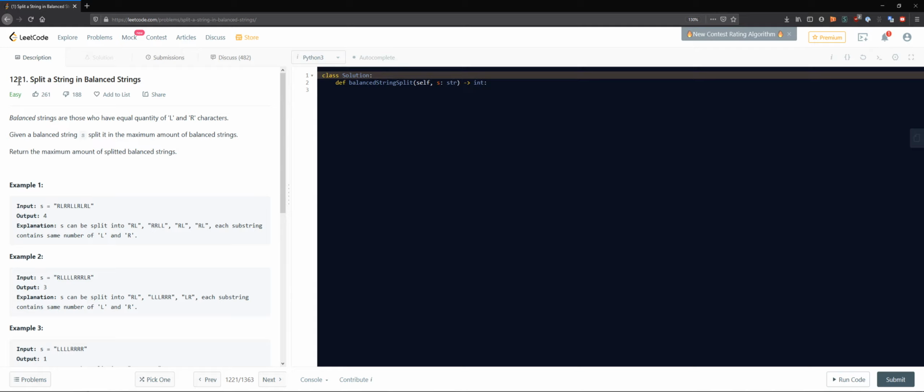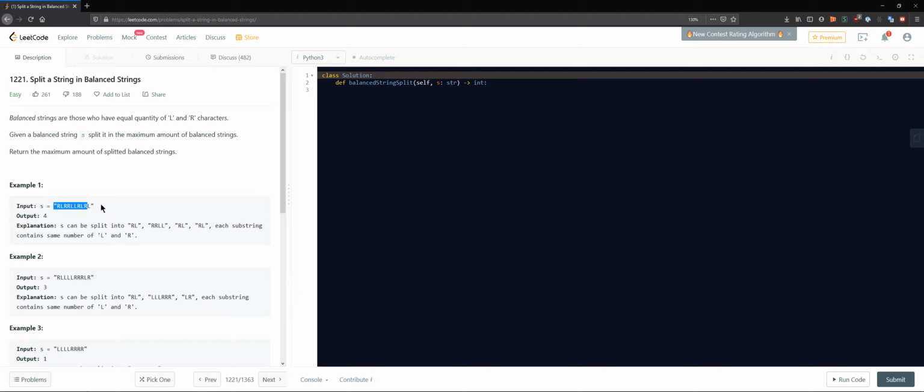Let's see, 1221. Split a string in balanced strings. Balanced strings are those who have equal quantity of L and R characters. Given a balanced string S, split it in the maximum amount of balanced strings. So I have a string, a balanced string, with equal quantity of L and R characters.